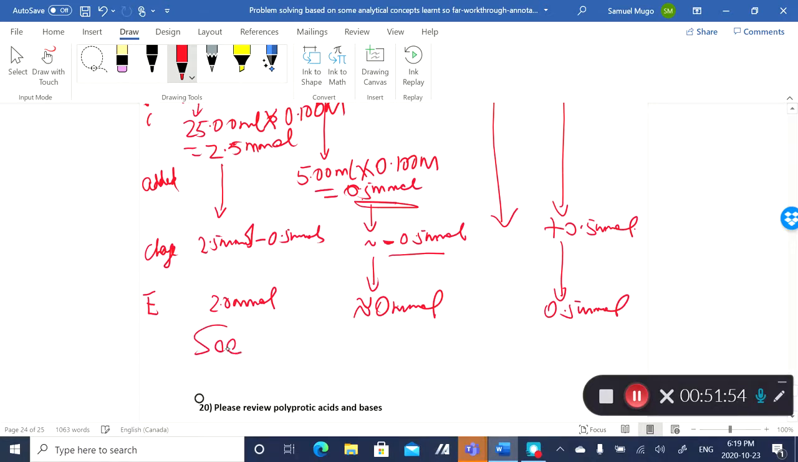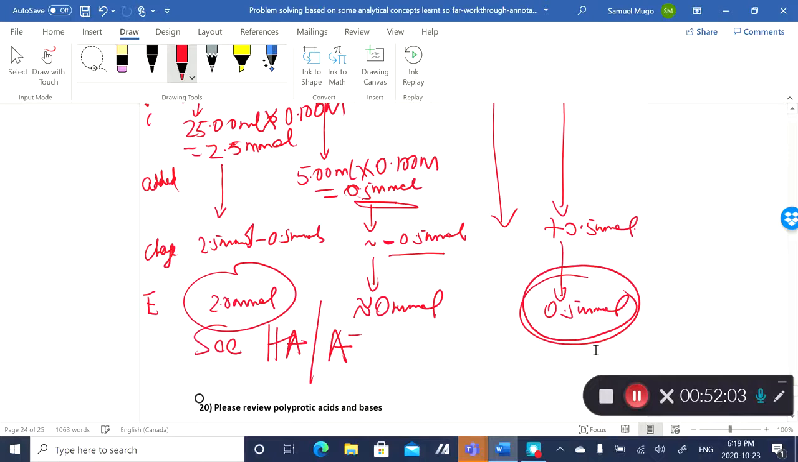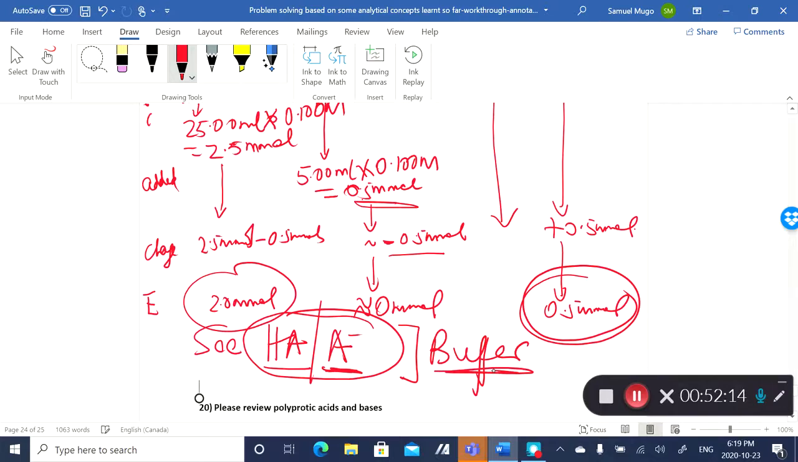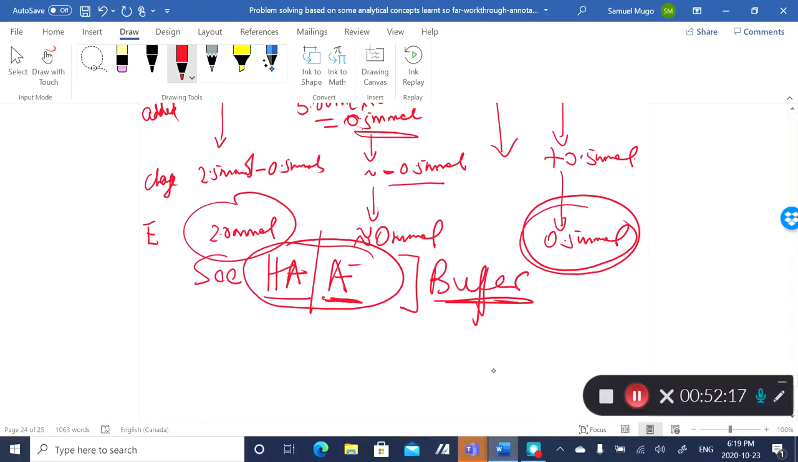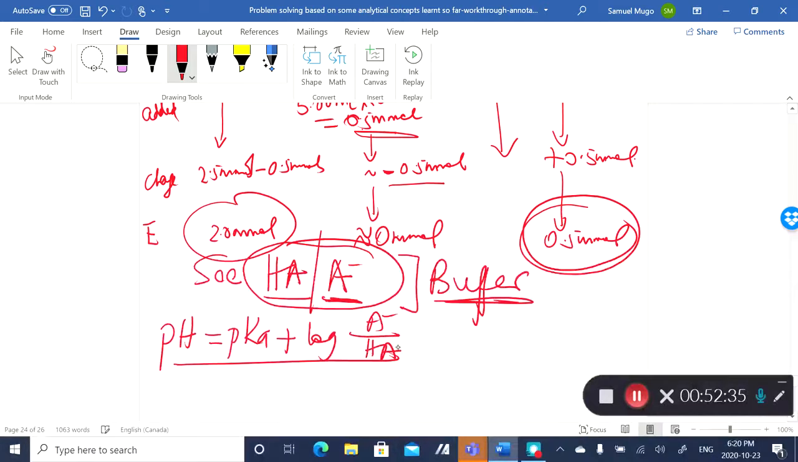So you have some HA that is present, but you also have some conjugate base that is present. And so what do you have now? You've got a weak acid and a weak base. So what is that? It's a buffer. That's a buffer that you've just made. Now, how do you calculate the pH of a buffer? You do that using the Henderson-Hasselbalch equation, and all of us know how that looks: pH equals the pKa plus the log of the base divided by the acid.